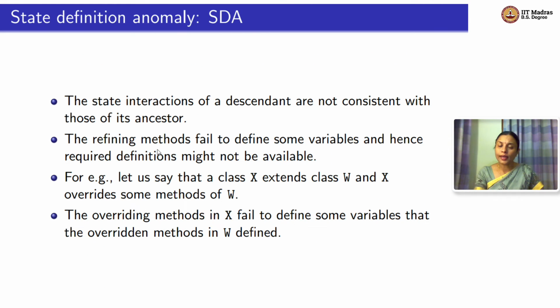Next kind of fault is called state definition anomaly, SDA. Here, the state interactions of a descendant are not consistent with that of the parent or the ancestor. The methods that refine the parent's method or the ancestor method in the descendant fail to define some variables, so the required definitions may not be available at all. So let's, as an example, say a class X extends class W, and X also overrides some of the methods of W. It can so happen that the overriding methods in X fail to define some variables that the original methods in W had defined.